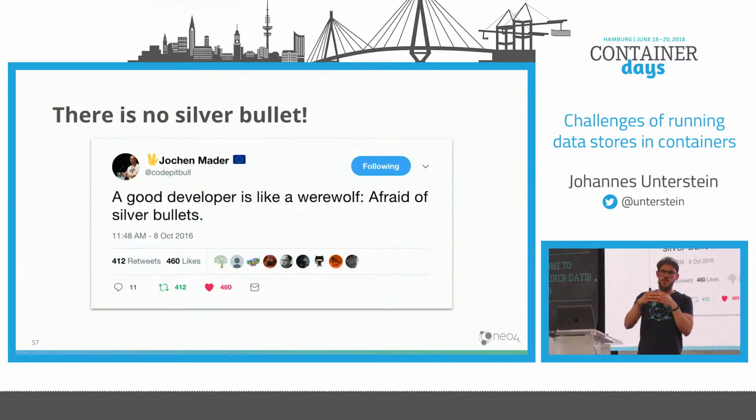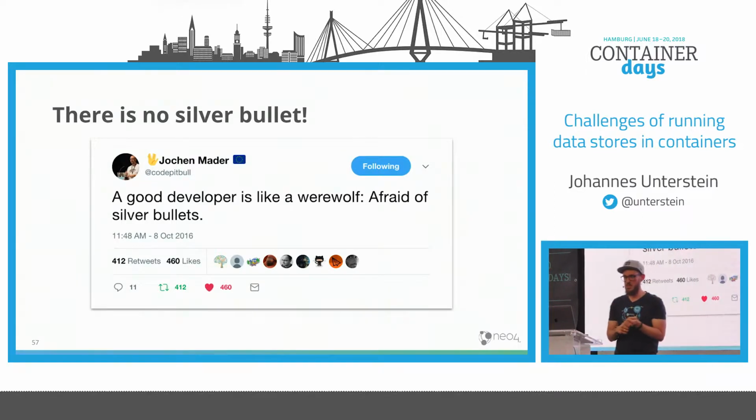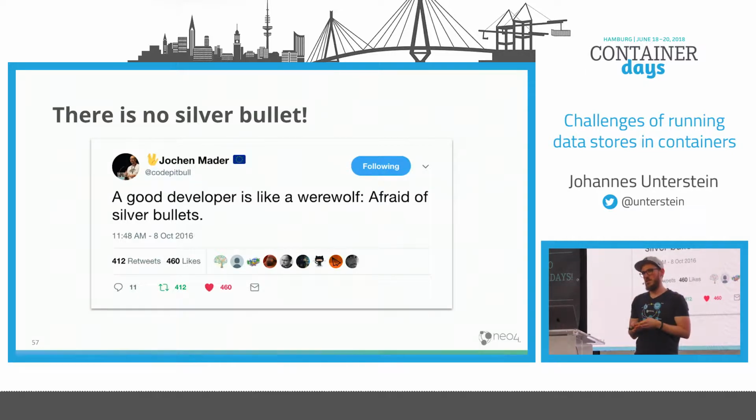But the answer is, there is no silver bullet for you. So you need to test what you're doing, you need to measure what you're doing, and also, you need to compare what you're doing. Because every system is different, every stack is different, every technology is different, so you need to really test what you're doing. So no silver bullet. I'm so sorry for you.